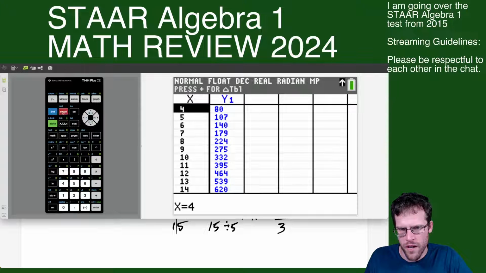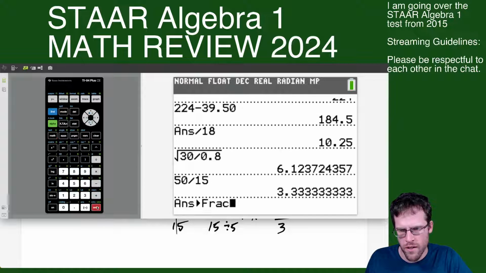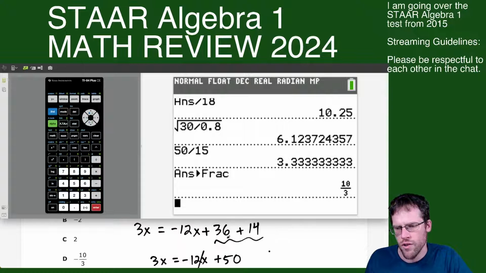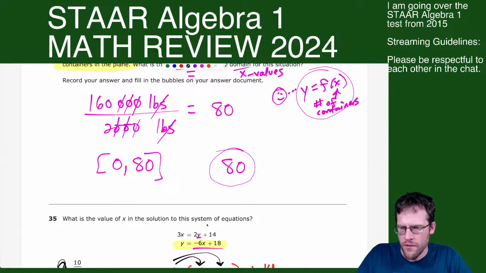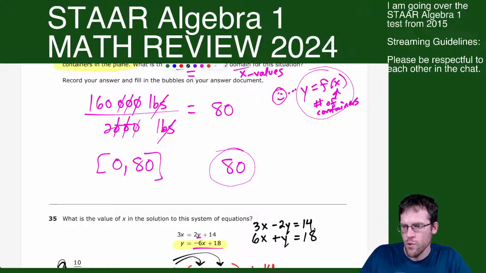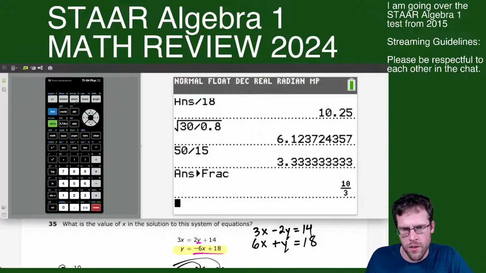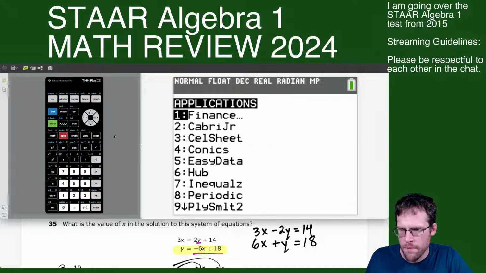All right, a few calculator tricks to know. If you don't feel like reducing a fraction yourself, like 50 over 15, just divide and then press math, enter, enter. And there's 10/3. The other trick would be first, if I write this in standard form, so if I write 3x and let's say I do minus 2y equals 14, and then I add 6x to both sides and I get 6x plus y equals 18, I can use the calculator to do this system for me. So here, I do a little bit of algebra up front, and now I just go to, I want to say it's apps, and then number 9, polynomial simultaneous.